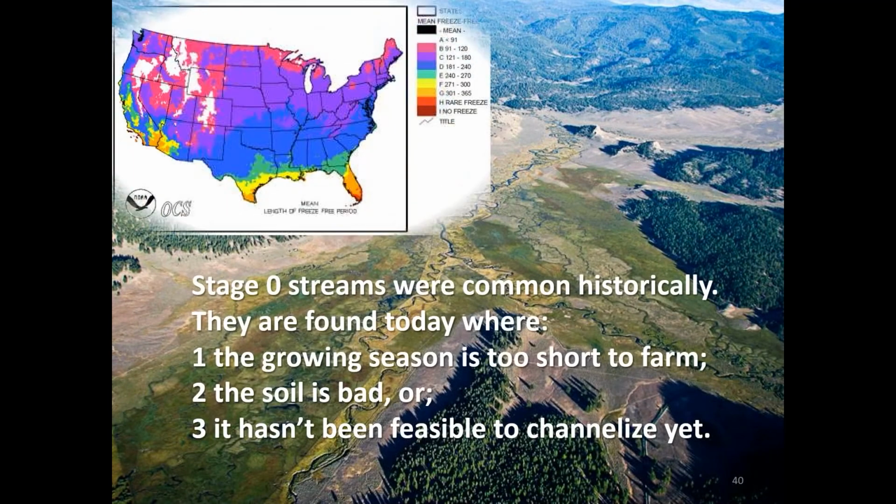Where we find stage 0 streams today, they're found where the growing season is too short to farm. So in this color-coded map up here, those white zones are where there's not enough frost-free days to commercially farm, and that's where I see, flying across the west, still many examples of stage 0 valleys. We find them also where the soil is bad, the Humboldt River example I showed you earlier, and where systems are so big or so remote that it hasn't been feasible yet to channelize them. So if you want to spend some time flying around in Google Earth, you can find still many examples of stage 0 settings.